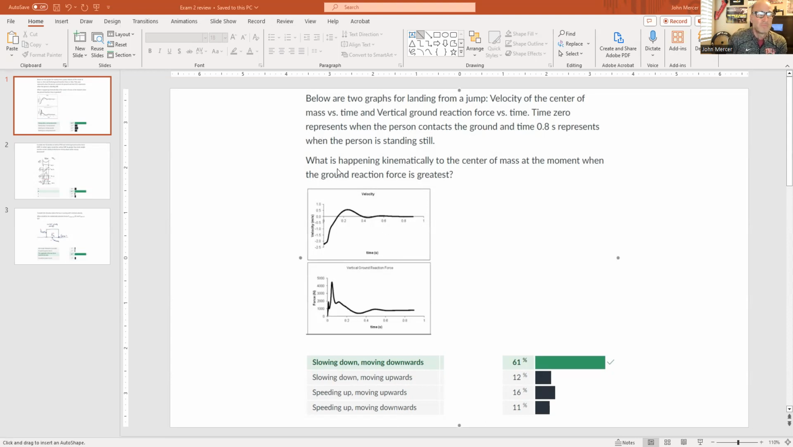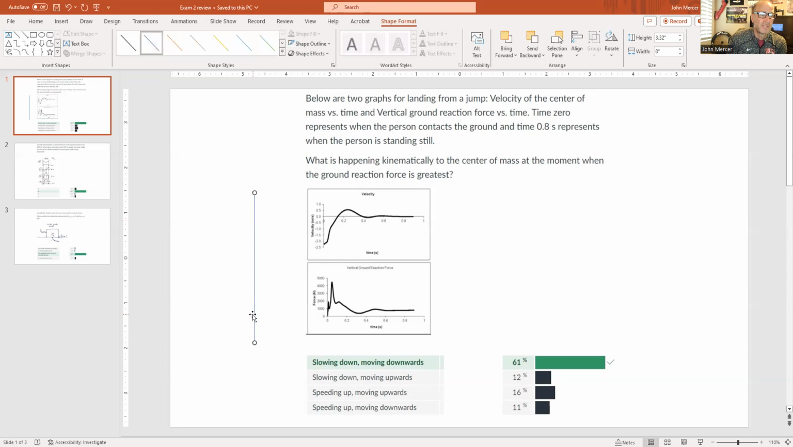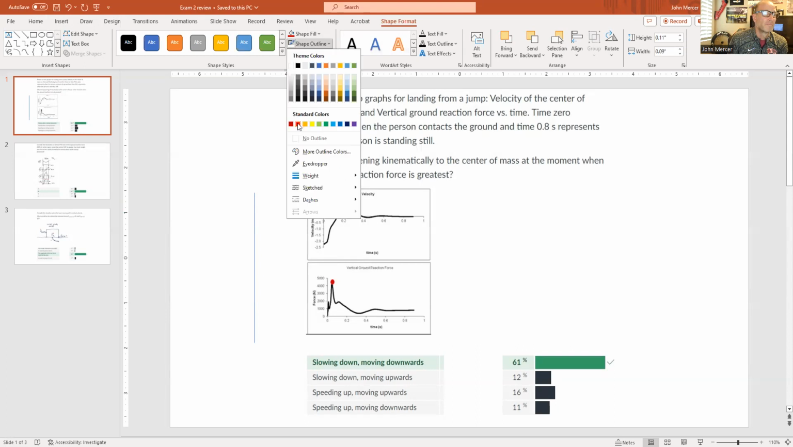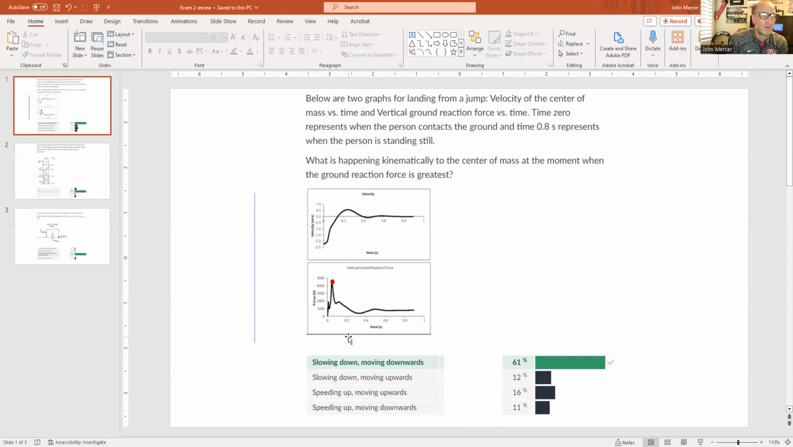All right, so the question is, what is happening kinematically to the center of mass at the moment when the ground reaction force is the greatest? So what we need to do is identify where the ground reaction force is greatest, and then try to understand what's going on kinematically. So where is the force the greatest? It's this point right here. Let me do the best I can at emphasizing that point, like that red. So that is the highest point.